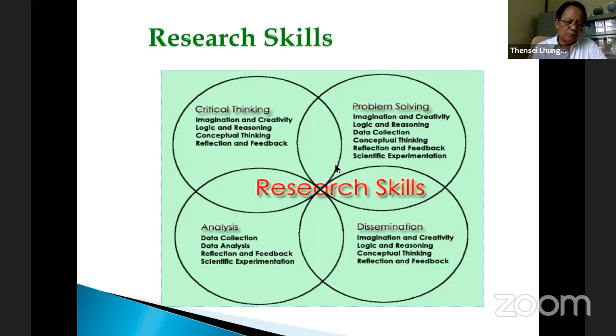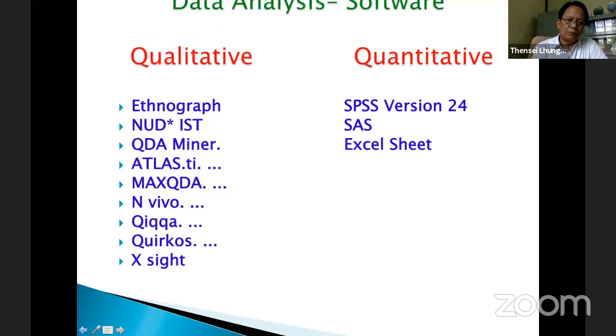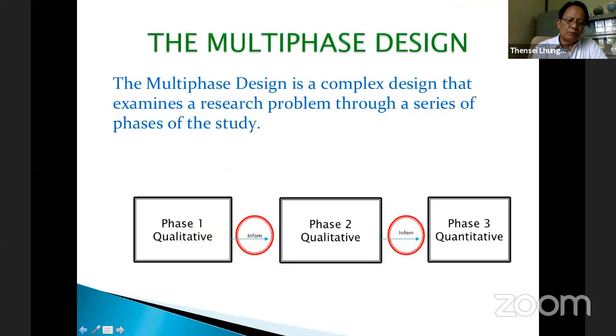So I have skipped one thing, multi-phase design. That is, don't go for more than two phases. The pandemic situation has brought up multi-phase designs. We can have one qualitative, then another qualitative, then quantitative, then another qualitative. So multiple-stage or multiple-phase designs have also evolved now, and we can use that.